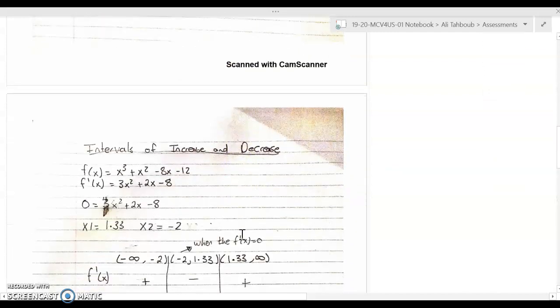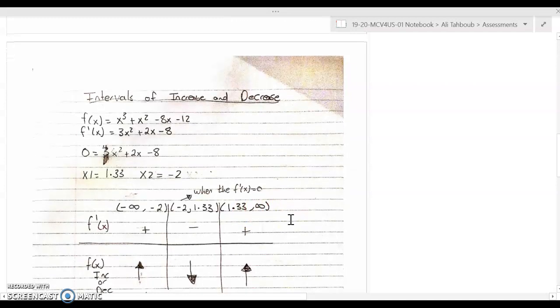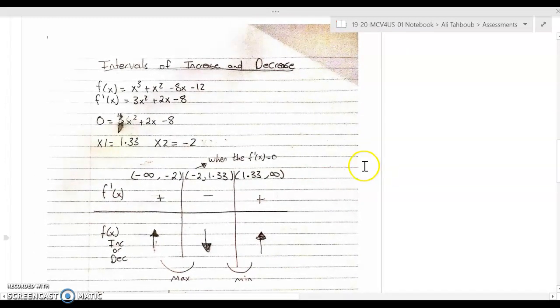Moving on, it was asking me for the intervals of increase and decrease. To find these, first I found the first derivative, and I wanted to find when the first derivative is equal to 0. So I was basically finding the roots of the first derivative. Again, I did this in my calculator, not algebraically, just because I found it easier to use the unknowns equation mode and plug in the numbers to get the x values. But you could do this algebraically.